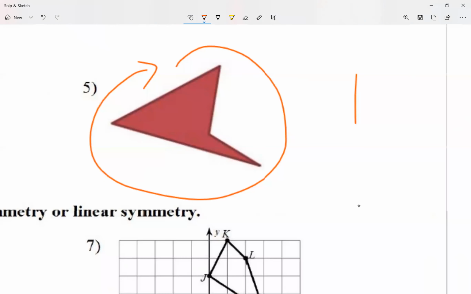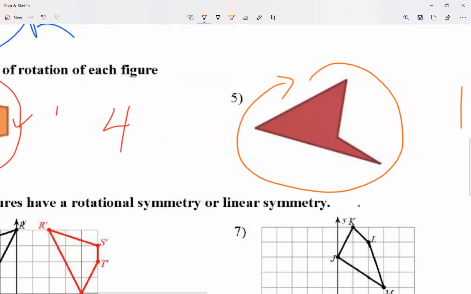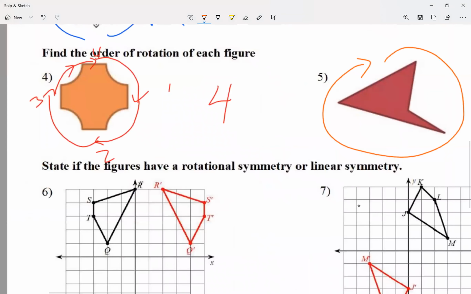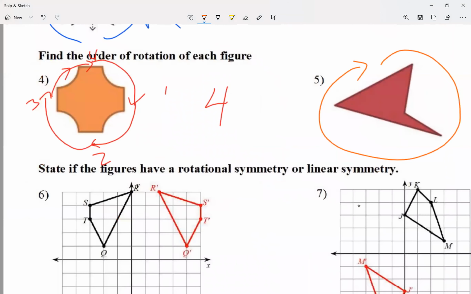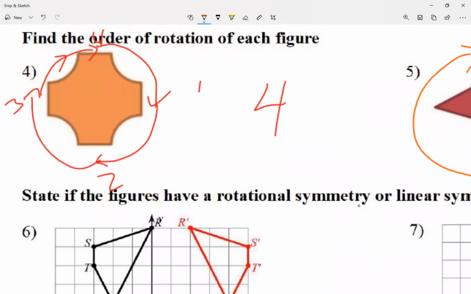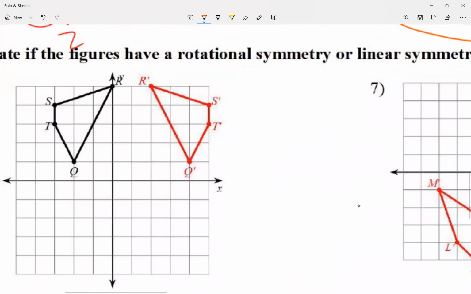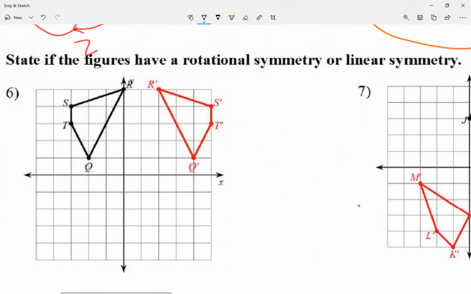Keep in mind that when you finalize the circle, when you complete the circle, basically that's my 1. All right. You guys will be able to play around in your homework. So this is what I mean with find the order of rotation. If you flip it around, how many times do you get the same picture? Now here, it states the figures have a rotational symmetry or linear symmetry.